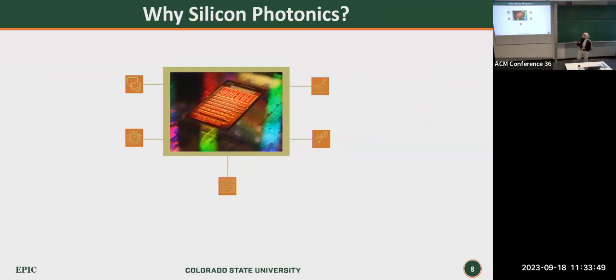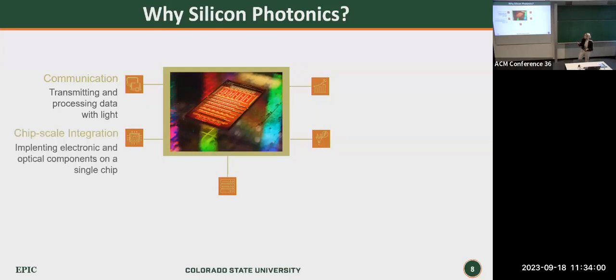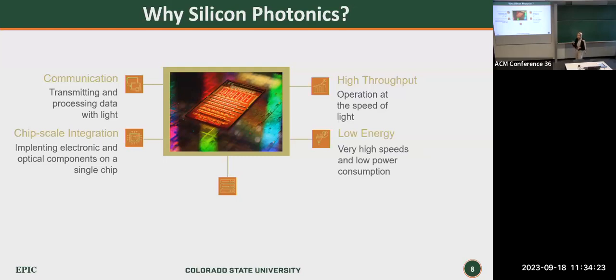So why silicon photonics? Photonics in general is now already used in many communication systems where we are seeing data being transmitted and processed with light. Even on the chip scale level, many startups and companies have already started working on this. And silicon photonics allows us to implement both the electronic components and the optical components on a single chip, which is very beneficial. This results in having very high throughput since we are operating at the speed of light. Low energy values since we have the very high speeds and relatively low power consumption.